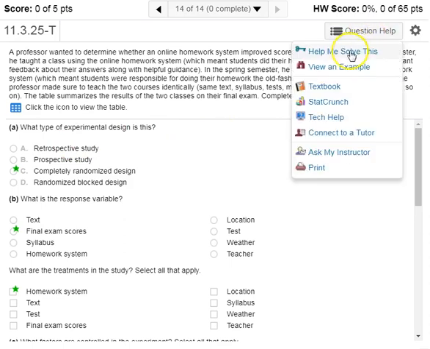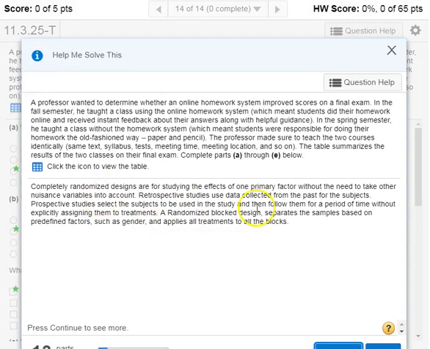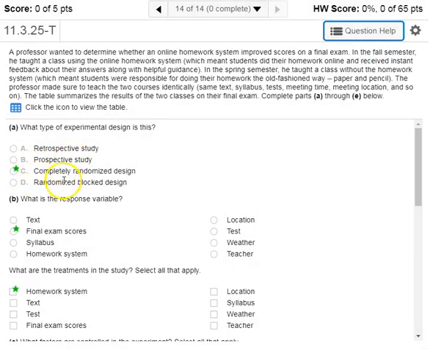If you go to question help, help me solve this, it breaks down our different options for experimental design. It's a good place to find a refresher on that. So you could read through those to see why this is a completely randomized design. Our response variable is what we're hoping to measure if there's a difference in by doing our experiment here, and we're looking at the final exam scores.